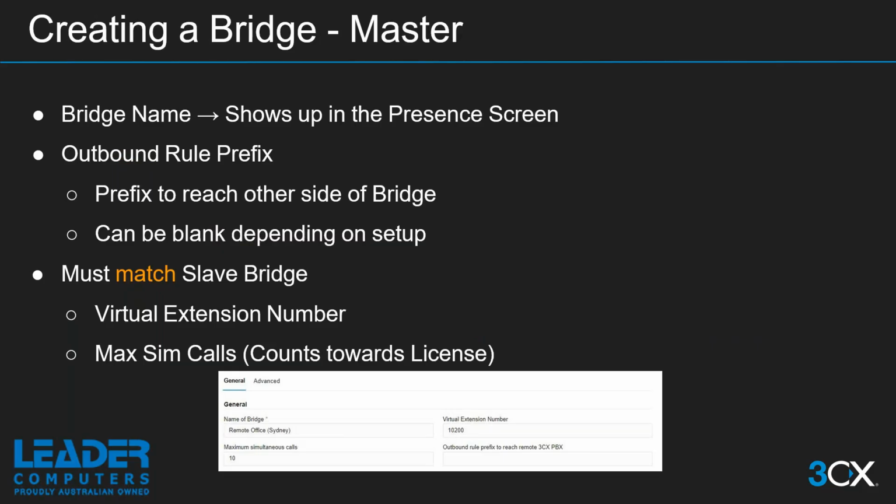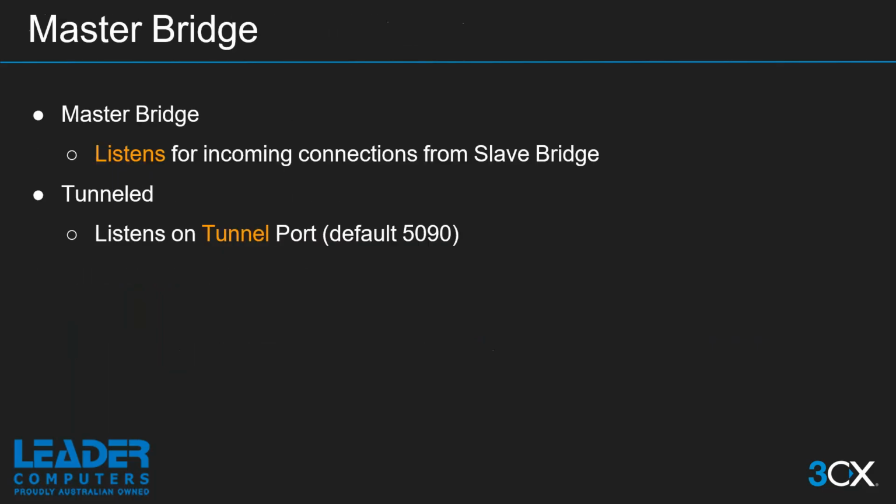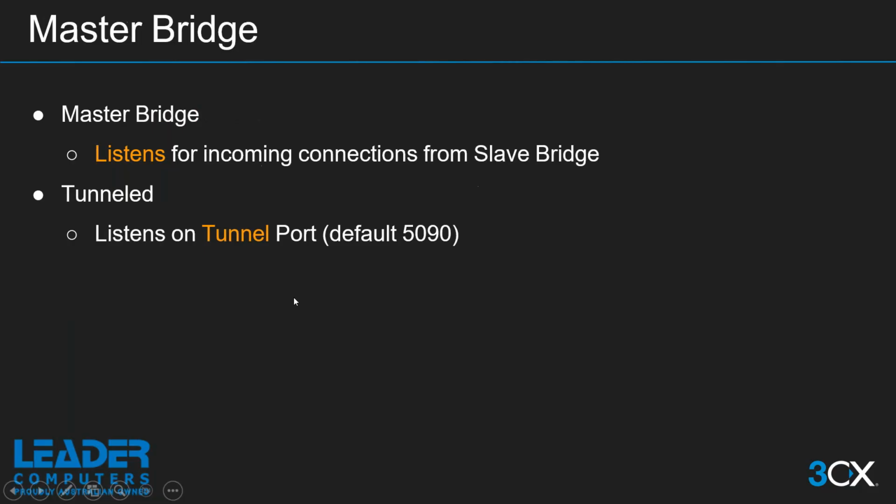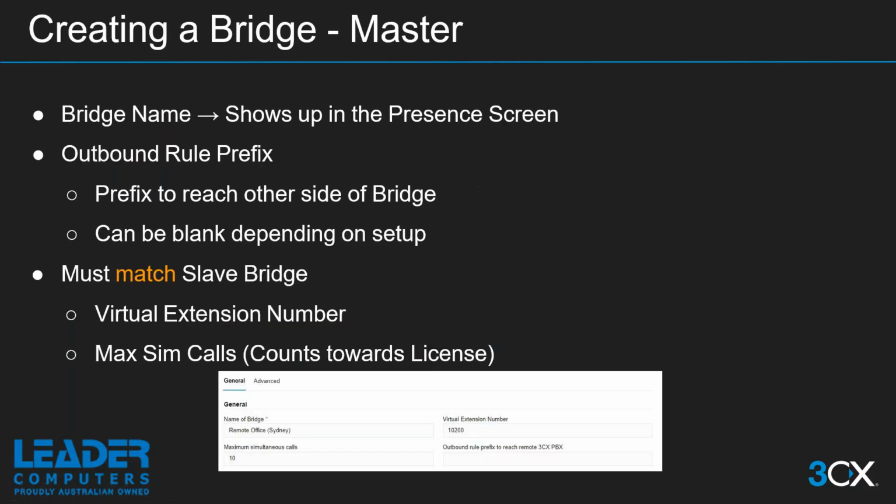When I say blank depending on the setup, if there are no overlapping extensions between the two 3CXs, you don't need a prefix. You can just directly dial through. But if there are overlapping extension numbers, for example, in the example we saw here, extensions 100 and 101, what if 3CX B also has extensions 100 and 101? Then you need a prefix. We'll look into the prefix option in more detail in the upcoming slides.